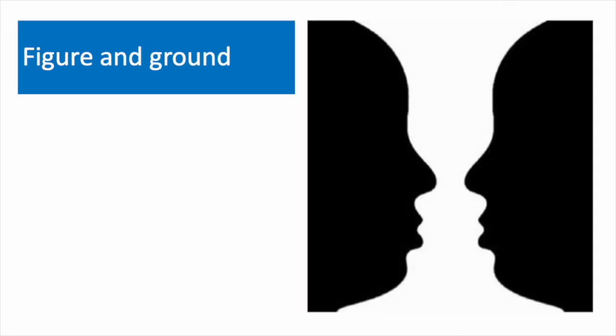Thirdly, the Rubin vase illusion exemplifies the idea that we naturally highlight certain elements when looking at an image, like the figure, and pay less attention to the rest, the background.